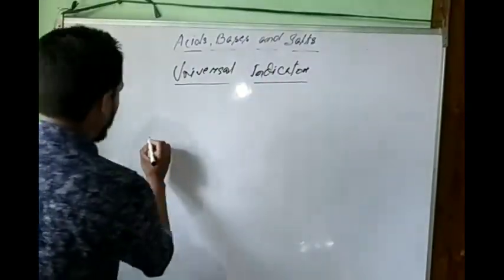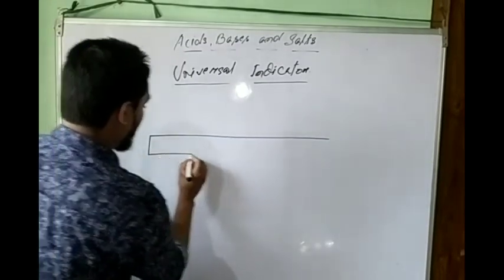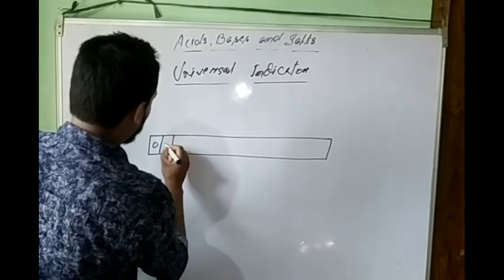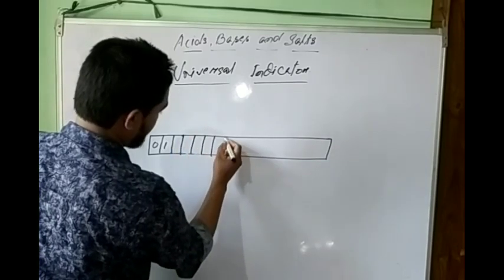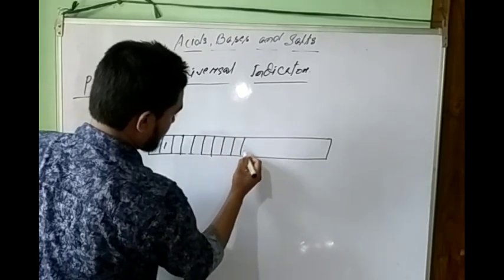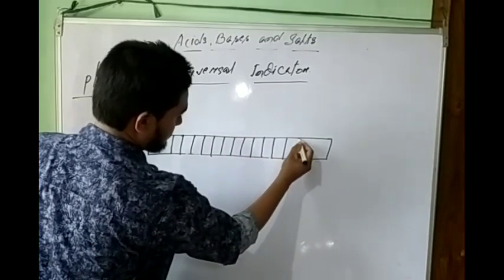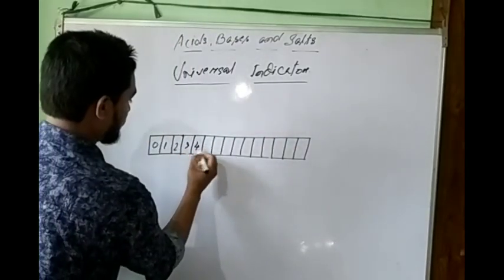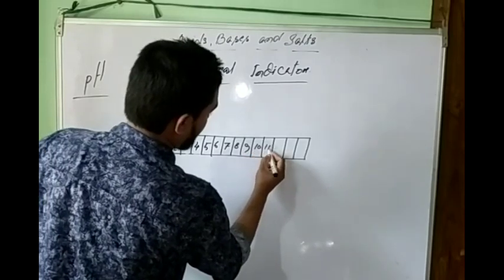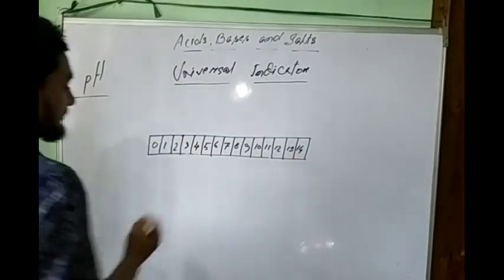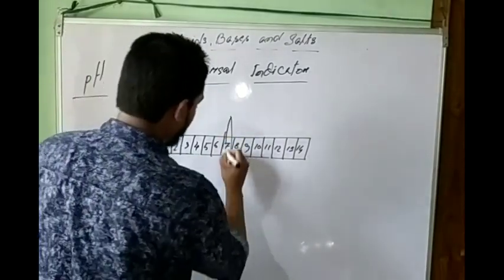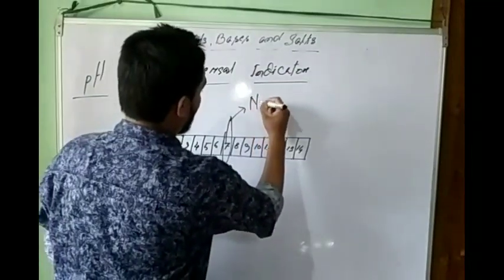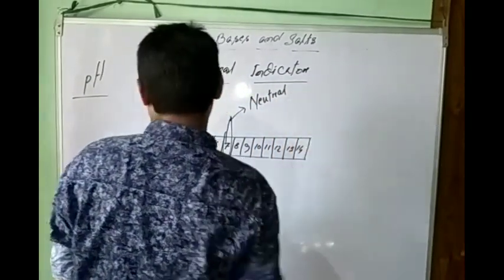Now let's see how it works. The pH scale has 15 different segments from 0 to 14. 7 is the neutral point. That means the solution whose pH you find to be 7 is neutral in nature.